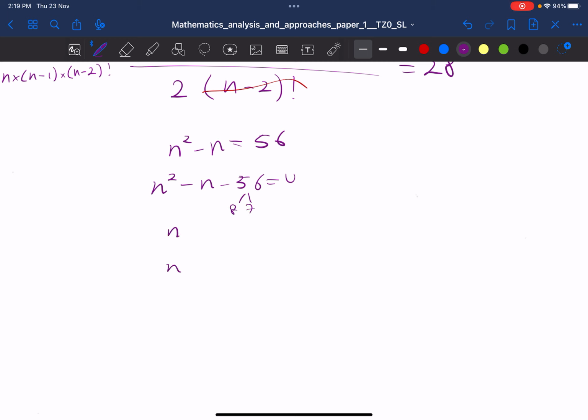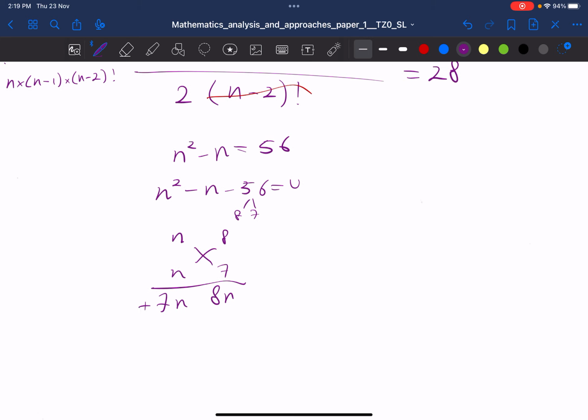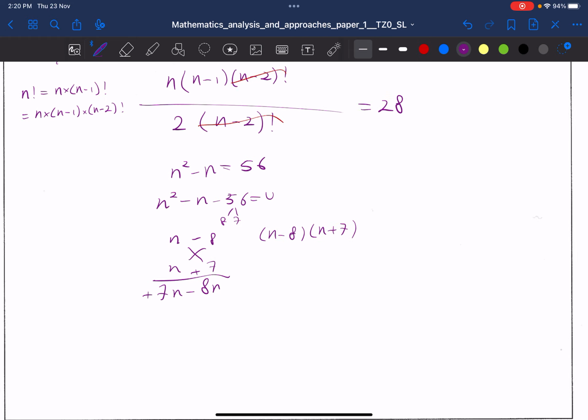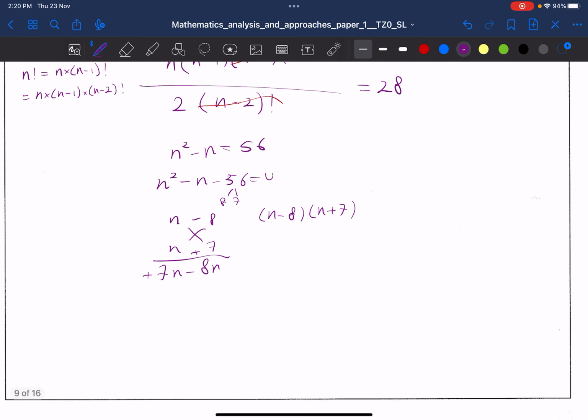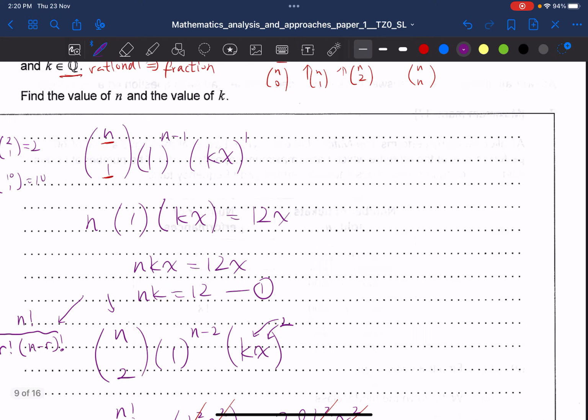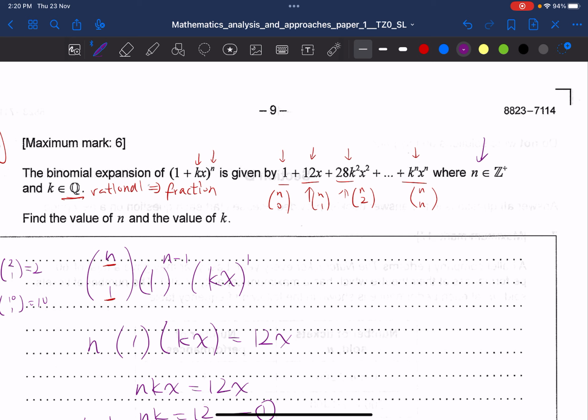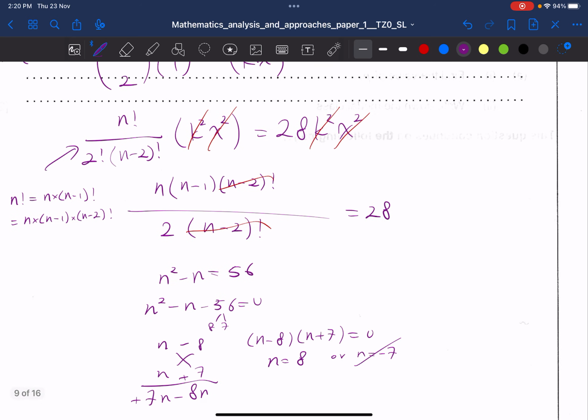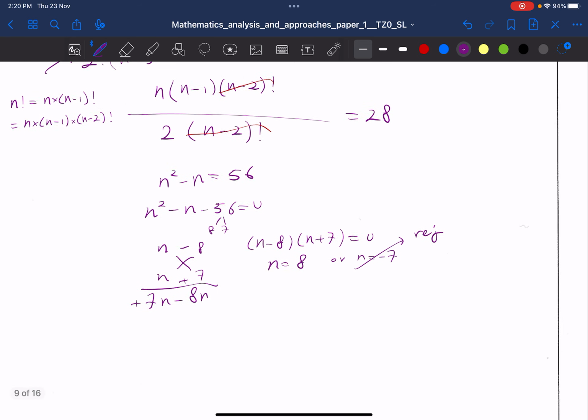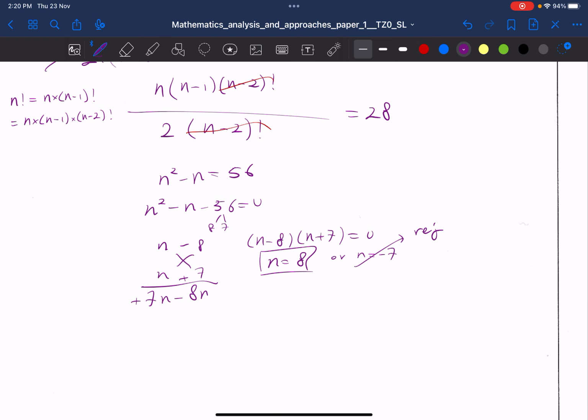So n and 8, 7. Use whatever way you've learned for quadratics, the one that you're comfortable with. So n minus 8, n plus 7 equals 0. So we have two answers: n equals 8, or n equals negative 7. Negative 7 would not be possible because n needs to be a positive integer, so we reject this one here. Okay, so n equals 8 will be our answer for n.